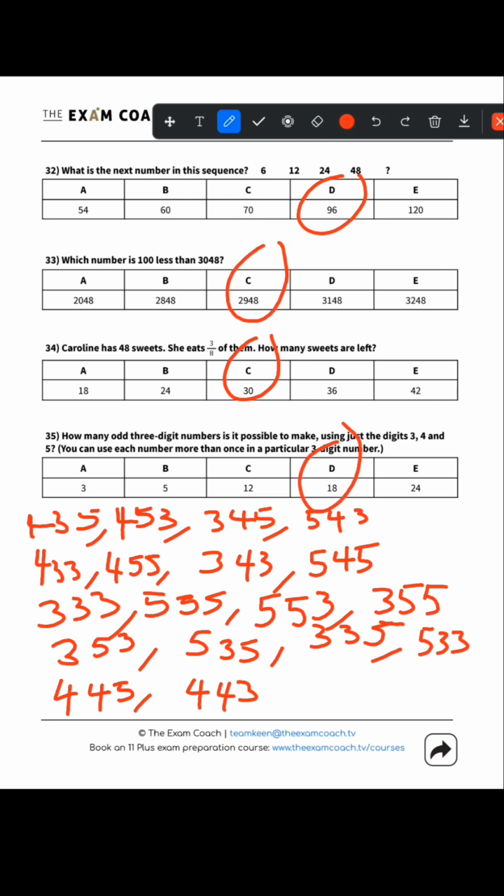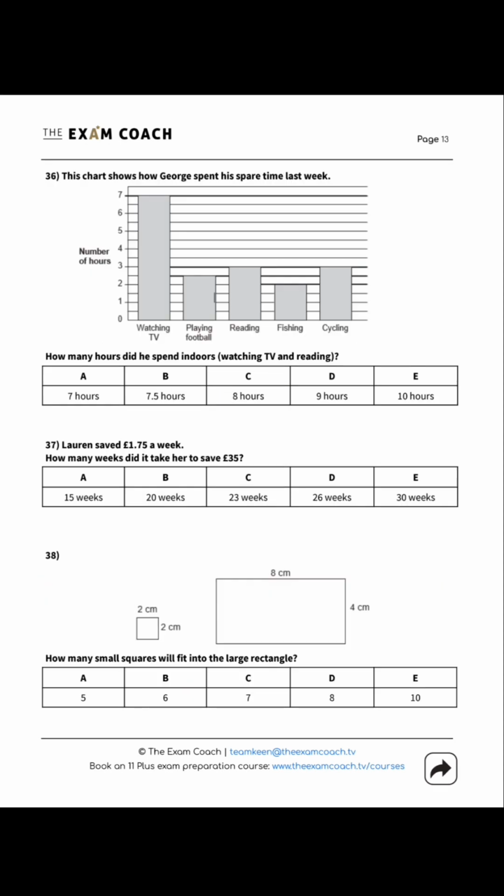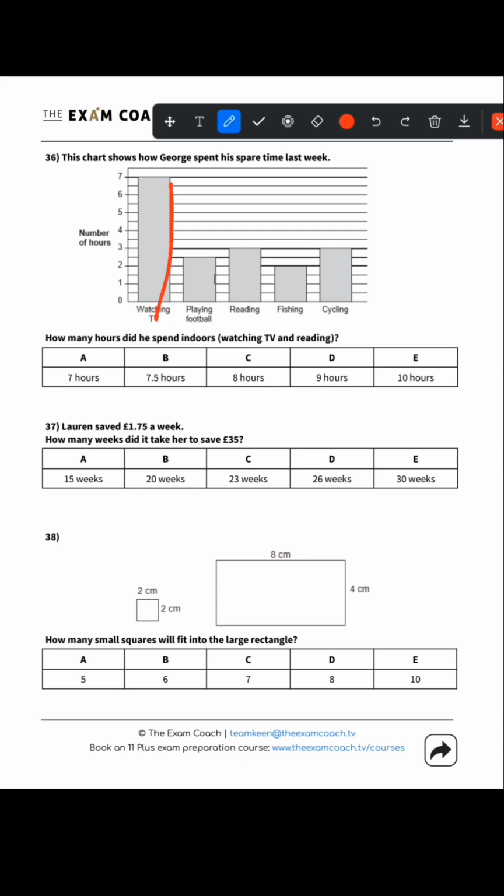Moving on, 36. How many hours? This chart shows how George spent his spare time last week: watching TV, playing ball, reading, fishing, and cycling. How many hours did he spend indoors watching TV and reading? He spent 7 hours watching TV, and he spent 3 hours reading. So altogether, 7 plus 3 will be 10 hours. So the answer to that is 10.